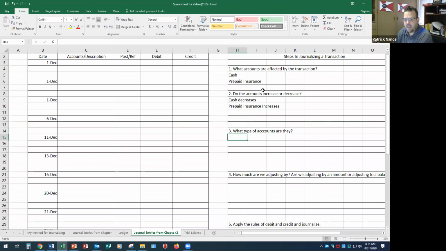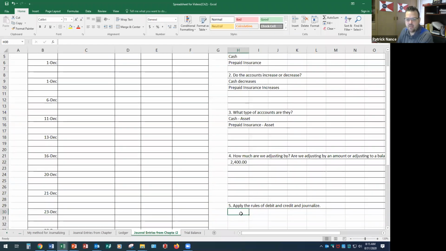Okay, what type of accounts are they? Cash, I hope we know by this point, is an asset. And prepaid insurance is a new one, but for anything that someone owes to us, something that we are owed or that we have rights to, somebody owes us this insurance coverage. Prepaid insurance is also an asset because they owe us the insurance that we just paid for. How much are we adjusting by? Well, $2,400 because that's how much we paid, and that's how much the insurance is worth on our books.